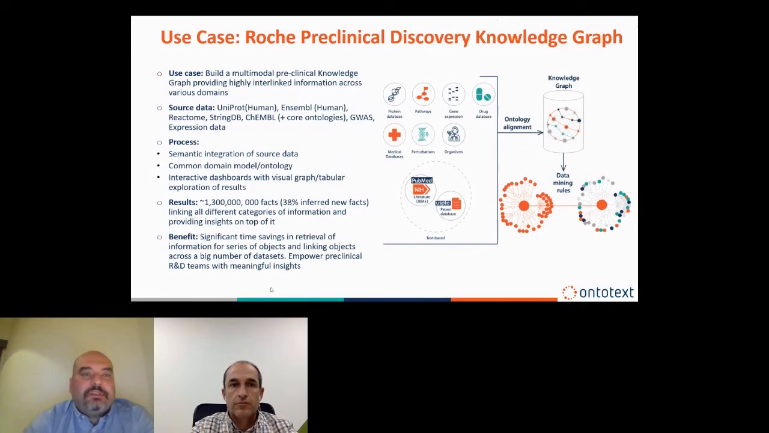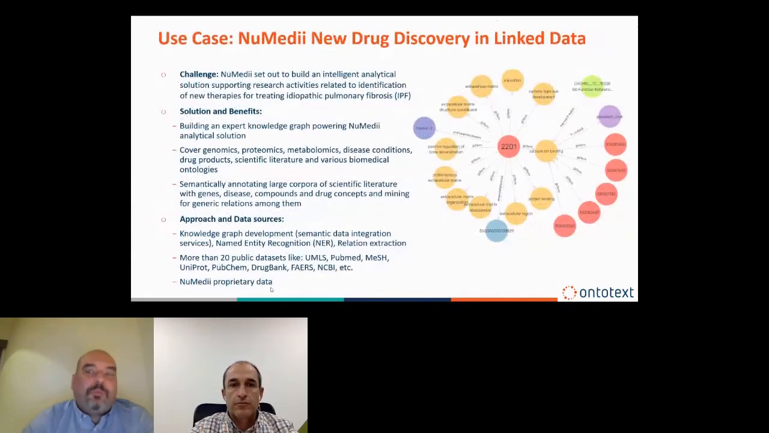The other project is still the same scope, building a knowledge graph out of public data sources. However, it was a very strict scope for identification of new treatments for a specific disease. And again, this is not a big pharma company like Roche. This is a startup company in the in silico drug discovery domain. Still, we used the same methodology, applied, however, on a larger data set collection, more than 20 data sets.